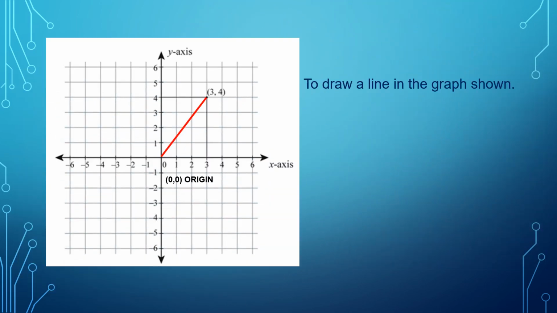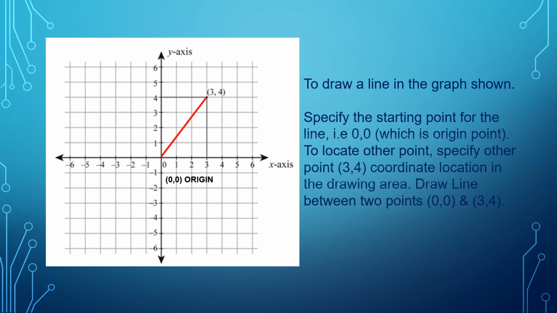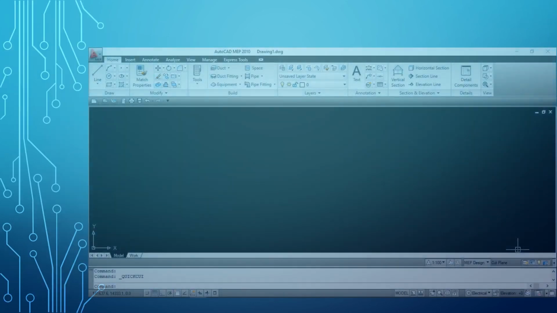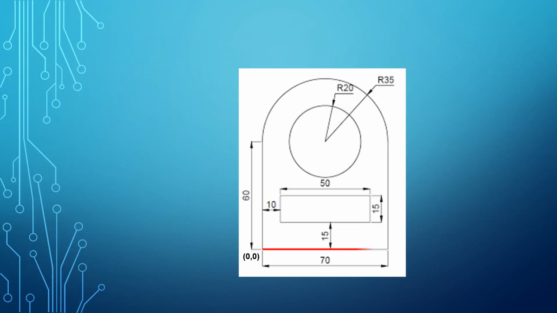Let us start with how to draw a line in a graph. Specify the starting point as 0, 0, and in order to locate the other point, specify 3, 4 in the drawing area, and then draw a line between the 2 points. This is a sample drawing which has lines and circles, and please follow the sequence.